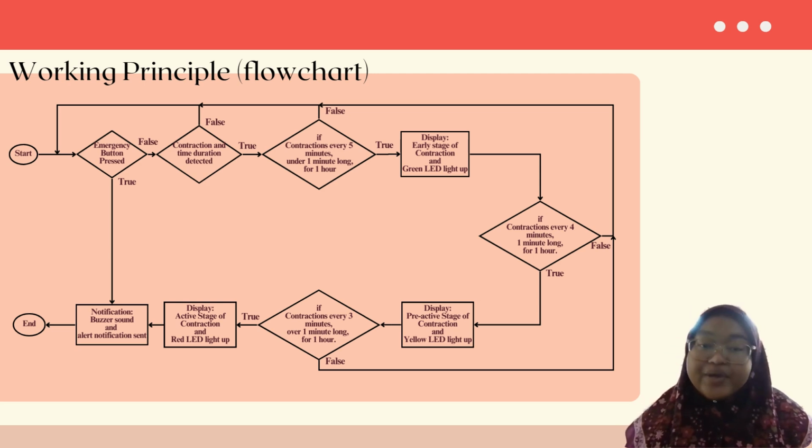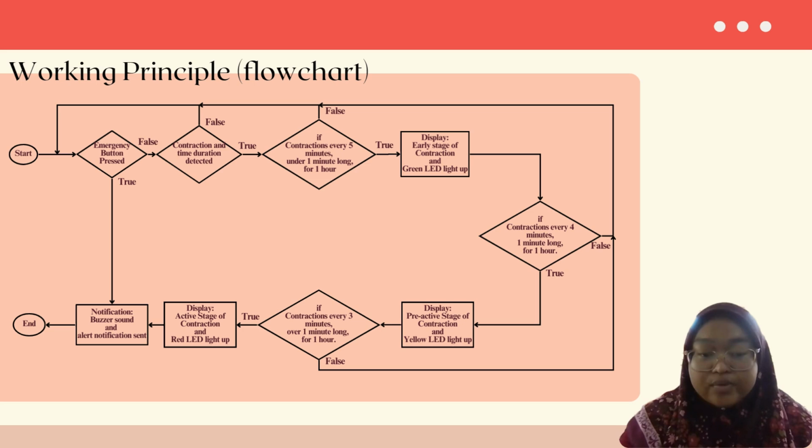Based on our research, we are implementing three main rules, which are the 511, 411, and 311. The 511 is the early stage of contraction: the contraction interval is 5 minutes apart and the contraction lasts 1 minute, within 1 hour. Next, we implement the 411 for the pre-active stage, where the interval is 4 minutes and contraction lasts 1 minute, within 1 hour. Next, the 311 for the active stage, where the interval is 3 minutes and contractions last more than 1 minute, within 1 hour.